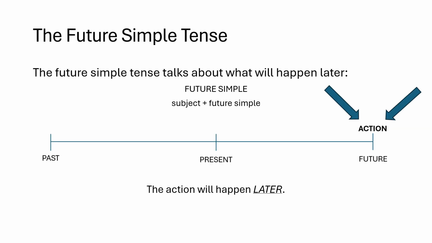This diagram shows what the simple future tense looks like. The action will happen in the future. Later. Not now, which is in the present, and not before, which is in the past. Later. The action will happen in the future.